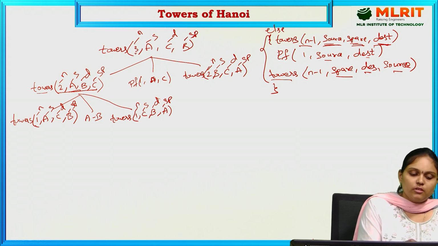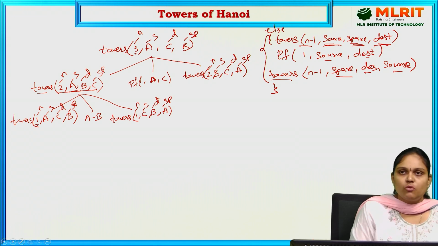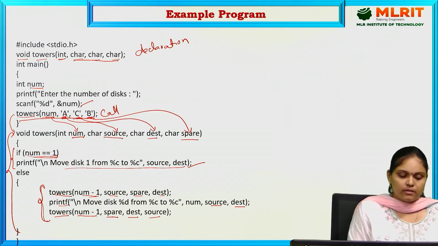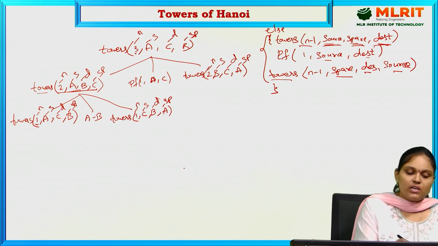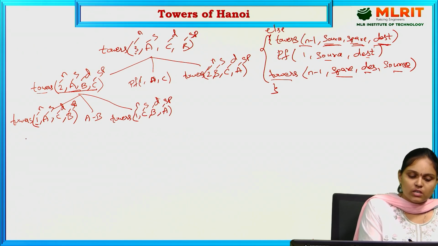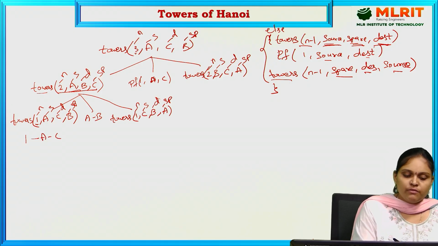So now we have towers with num value equal to 1. If n is equal to 1, then we are directly moving one disk from source to destination, as you can find here. N number of disks is one disk. That one disk we are moving from source, here source is A and the destination is C, and we are returning back to the towers function. So again this statement will get executed. Next it will return back to the function which called it.